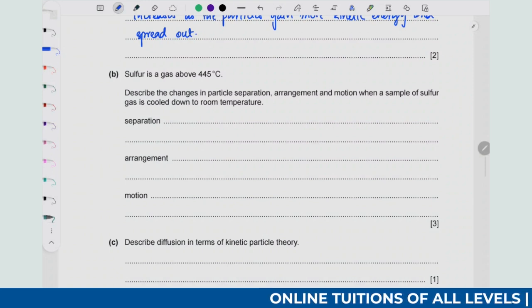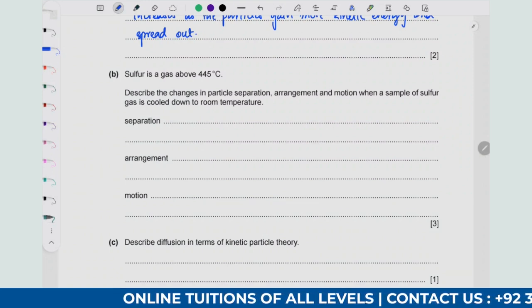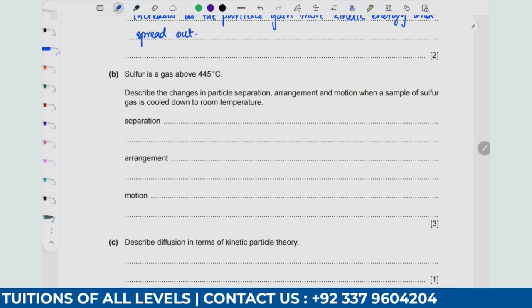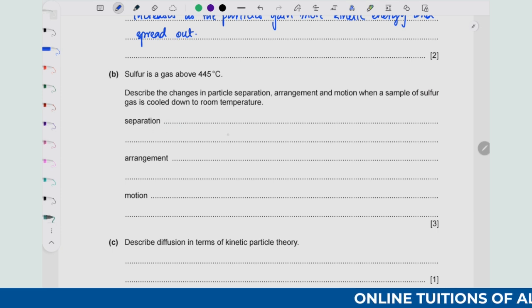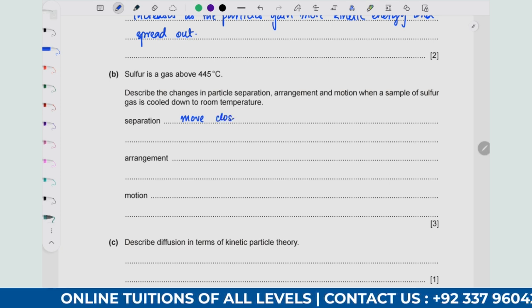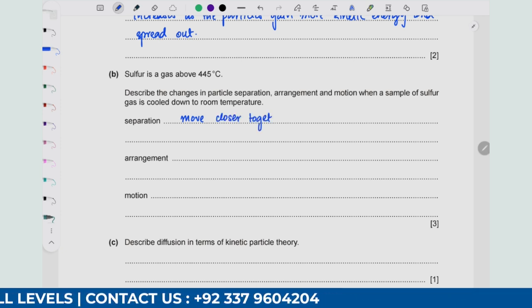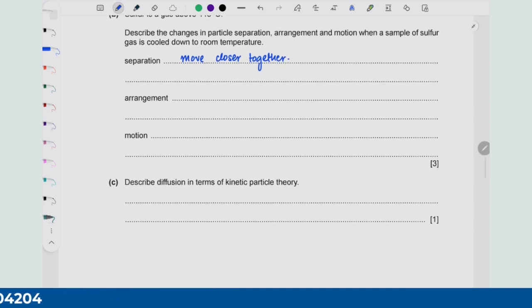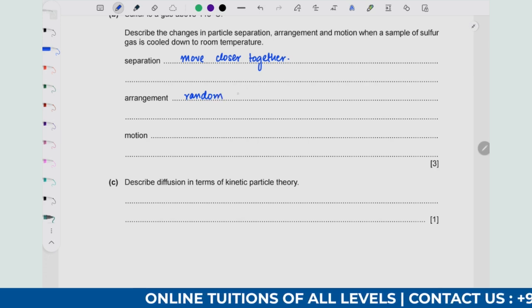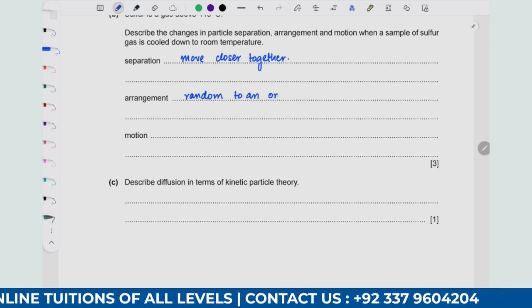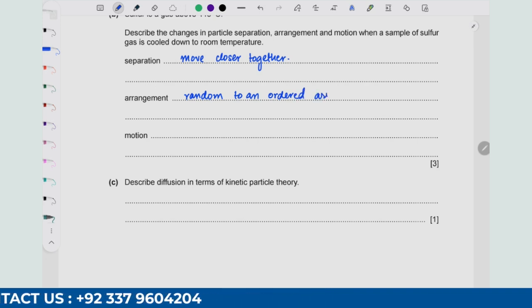Part B says that sulfur is a gas above 445 degrees centigrade. Describe the changes in particle separation, arrangement, and motion when a sample of sulfur gas is cooled down to room temperature. Now, obviously, when the temperature is lowered, the separation of the particles will be lowered. So they will move closer together. Arrangement, obviously, as the gas particles were in random movement, now they will be in more ordered arrangement. So it will be random to an ordered arrangement.